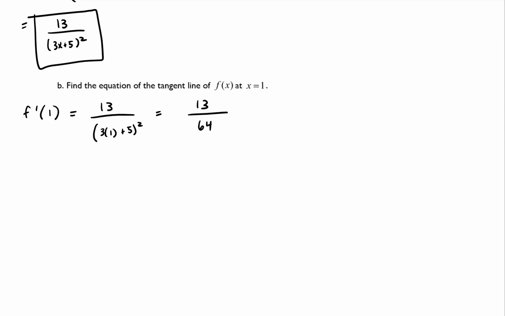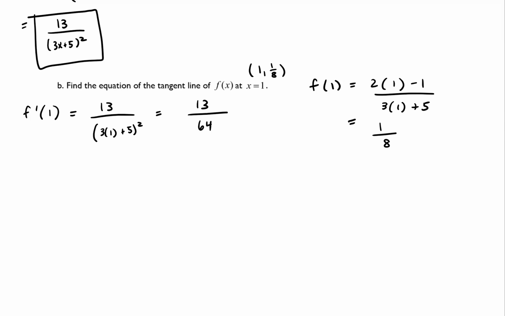And we also need to evaluate f of 1. So that's going to be (2 times 1 minus 1) over (3 times 1 plus 5). And the numerator will simplify to 1, and then the denominator would simplify to 8. So the ordered pair that we're looking at is (1, 1/8).